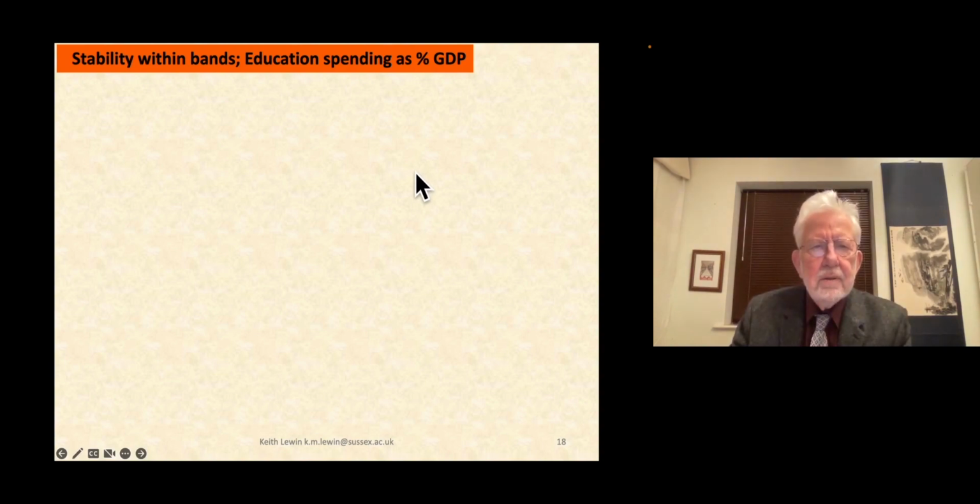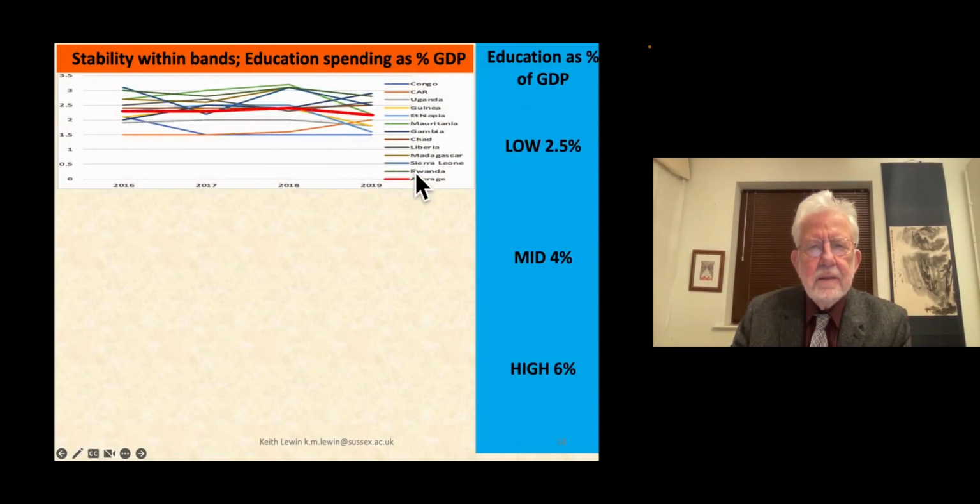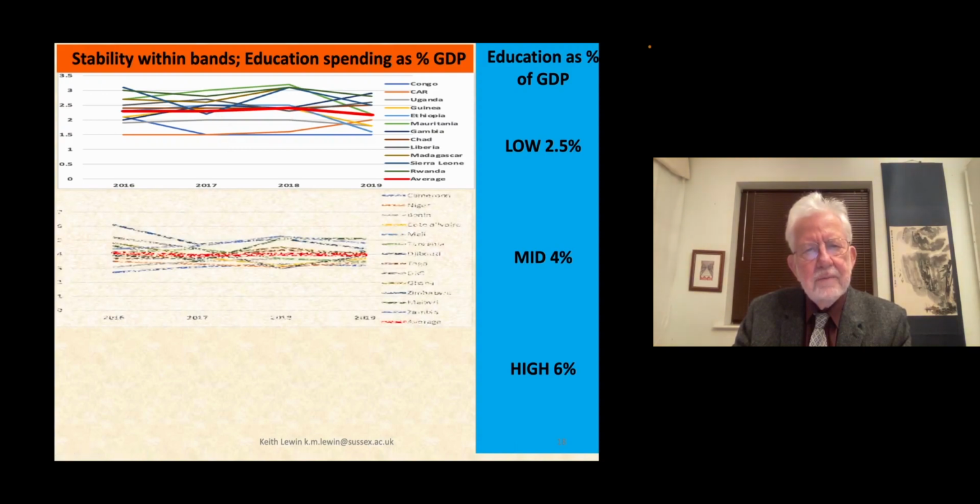Another feature of this kind of analysis is that it quickly demonstrates that countries tend to stick within bands. If you look at the spending as a percent of GDP over 4 years, you'll see that in that low-income group, which is spending less than 3% of GDP, the country's membership is pretty much the same over the time period. And although countries do vary a bit, it's within a relatively narrow band.